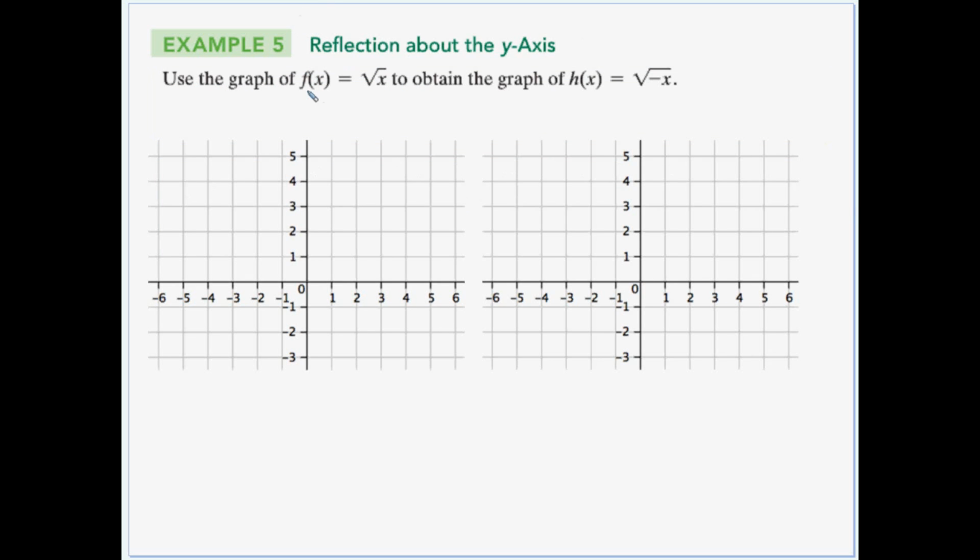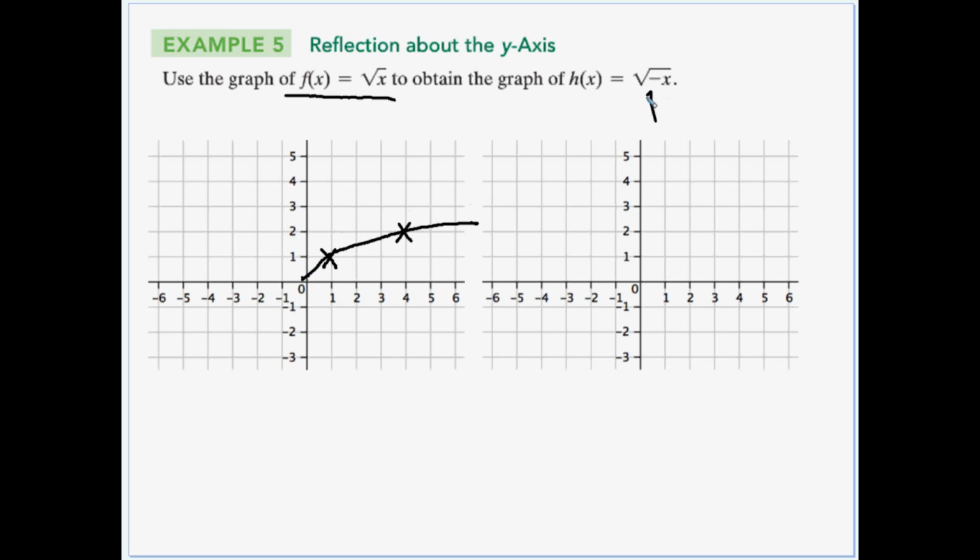So let's see what we got here. Start with the good old root of x. We've done this a few times. Root of 0 is 0. Root of 1 is 1. Root of 4 is 2. And then we'd have to go off the graph to get up to 3. So it looks like this. Again, the root of x is all up here in the first quadrant.